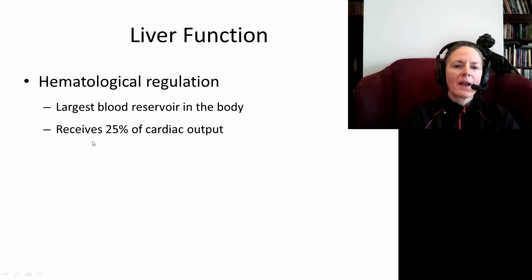So the liver gets quite a bit of output from the heart. It receives about 25% of cardiac output. And when you think about it, that's quite a bit. The liver is the largest visceral organ, but nevertheless, when you consider the fact that it's getting 25% of cardiac output, that's quite a large amount.